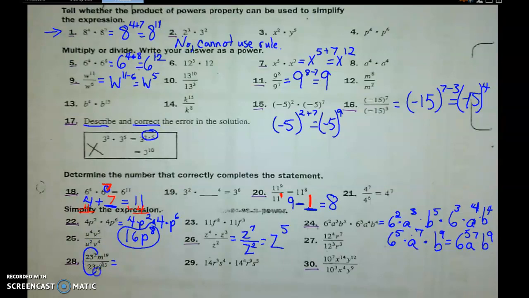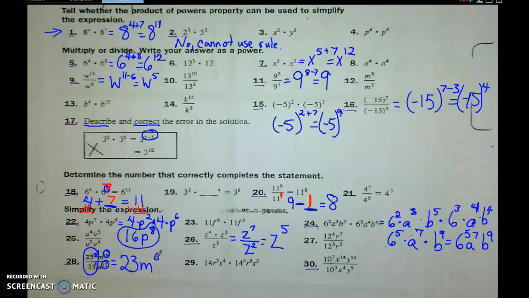When I look right here, this is to the 2nd power, and then 23 to the 1st power. Those are going to subtract. So that's going to end up with 23 to the 1st power, which is 23. And then we look at our m's. We have m to the 19th and m to the 13th. 19 minus 13 is going to give us m to the 6th power.